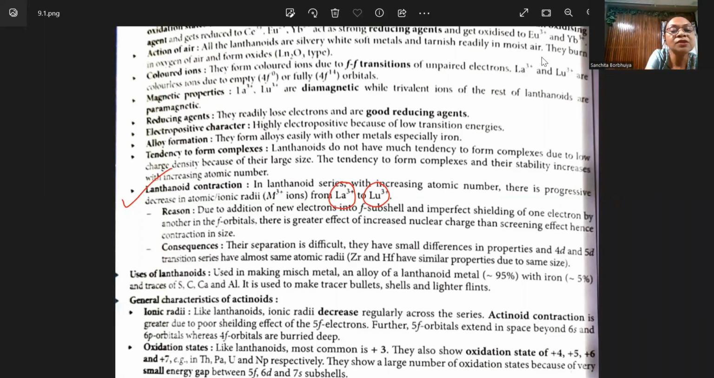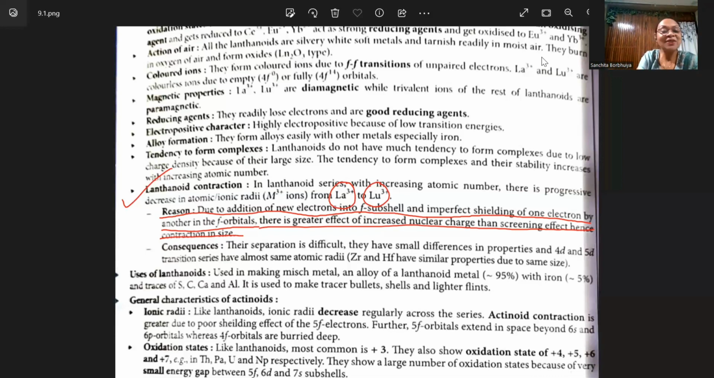And the reason for this contraction is the addition of new electrons in the f subshell and the imperfect shielding of one electron by the other in the f orbital. So there is an increased nuclear charge. Hence there is a contraction in size because of the screening effect. So this is the reason for the lanthanoid contraction. Pause the video, write it down once, and you will exactly remember the language. If you write imperfect language, you are not able to put across your point to the examiner. You get it wrong.